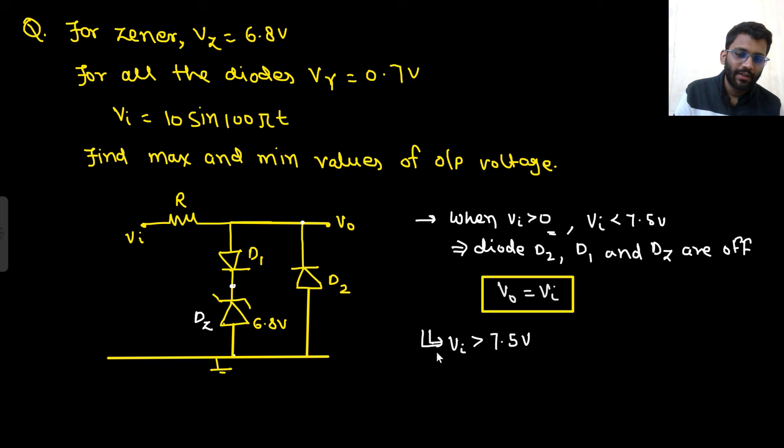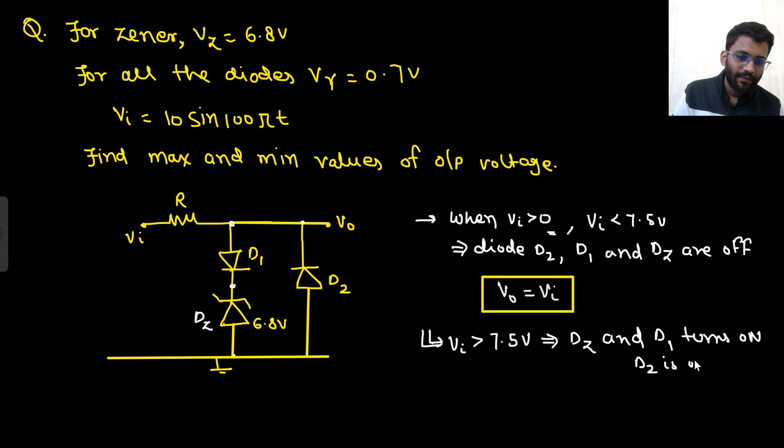You can take anything. Let's assume Vin is 7.6 volt. We are again applying the open circuit test. This is 7.6 volt. This is a diode, so it will be replaced with a battery of 0.7. That means how much voltage will come here? 6.9. That means this Zener will turn on. So if Zener turns on, then it will be replaced with the battery. So DZ and D1 turn on. D2 is off.